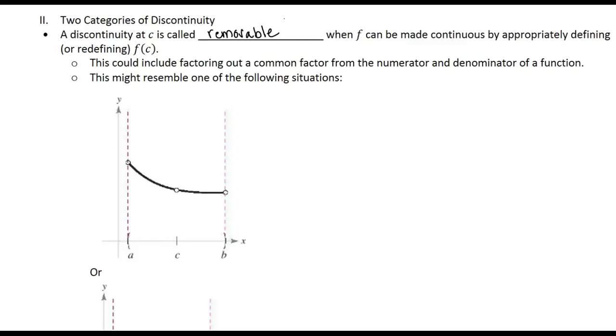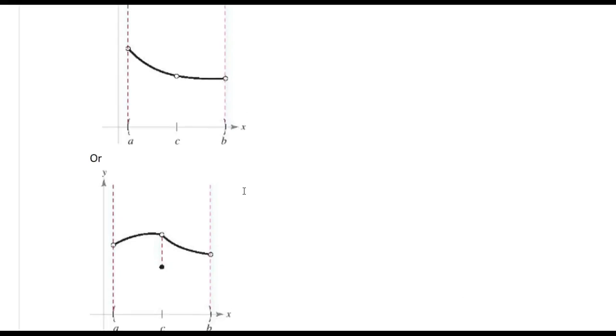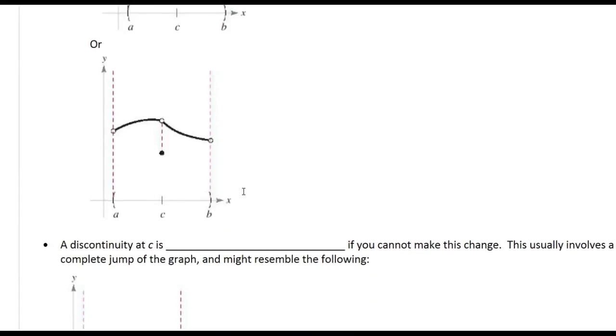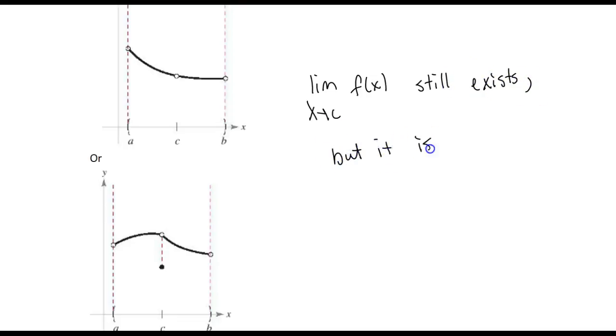So it would look like this. If you had a hole at that point, it would look like that. Or it may be a piecewise function where your function is just defined as saying, okay, it's in this curve everywhere except for c. And you can just say, okay, I'm only going to change that one point and make it continuous. So these are both removable discontinuities. So the limit, in both of these cases, the limit as x approaches c of f of x still exists, but it isn't necessarily equal to f of c.